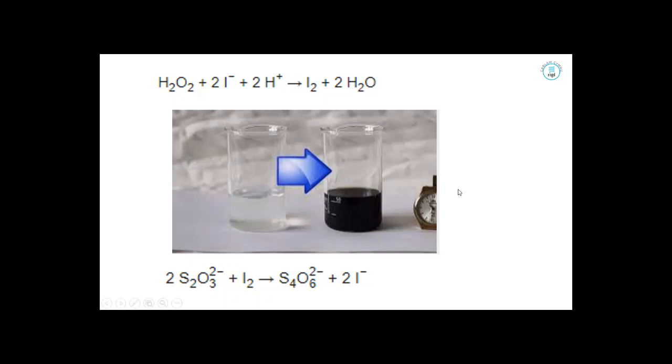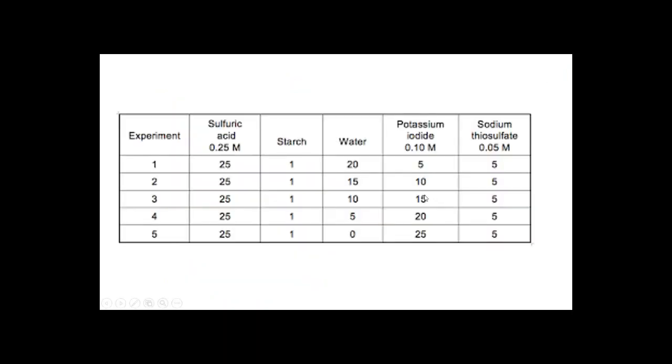So that's the iodine clock method, and here I'm just showing you how you could monitor the rate. Basically what you're doing is changing the concentration of the potassium iodide. You can see the sulfuric acid, the starch and the thiosulfate staying the same. But what you are changing is the concentration of the iodide, and the way you're doing that is by adding water to the reaction mixture.